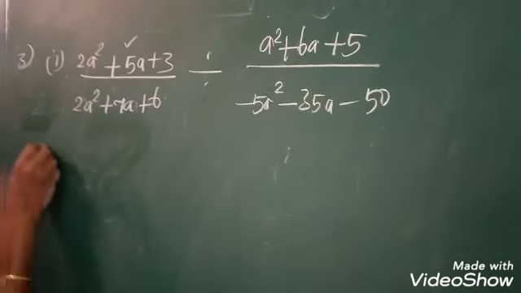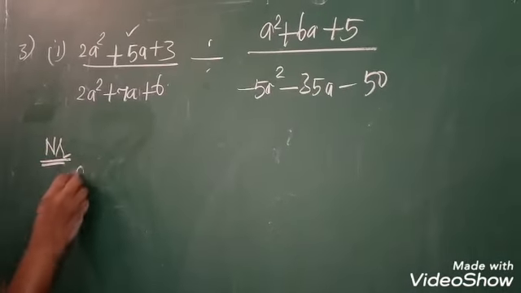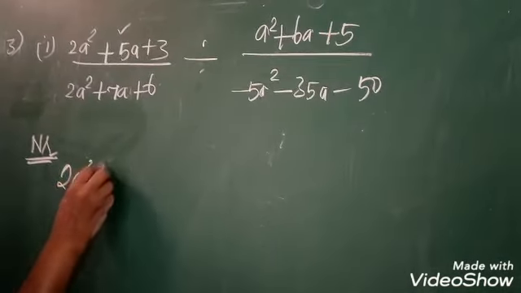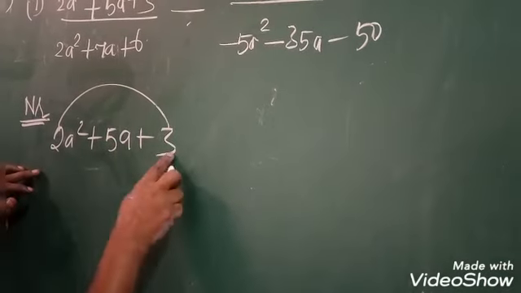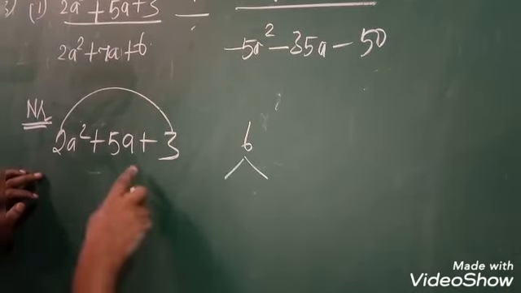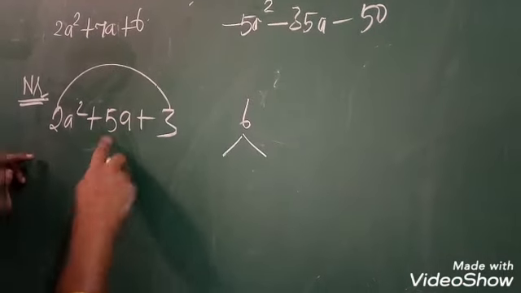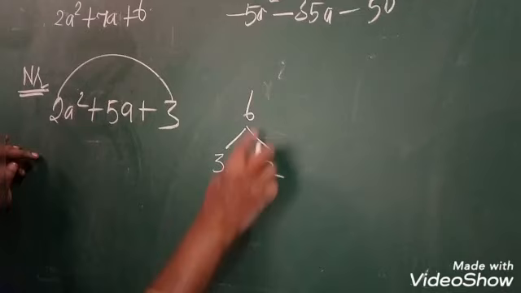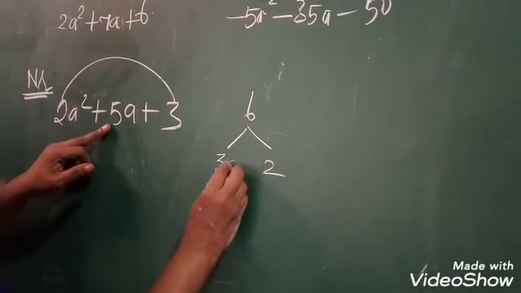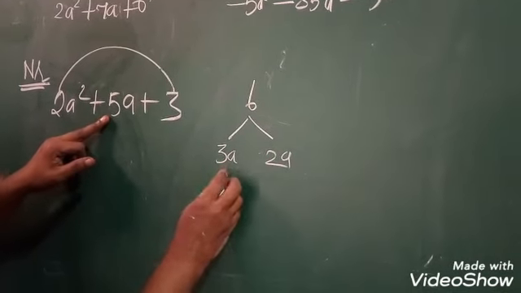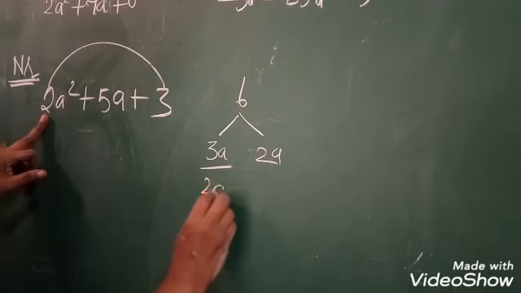First we have to take the numerators. What are the numerators here? 2a squared plus 5a plus 3. First of all, I find out all the factors. Here 2 times 3 is 6. If you multiply, you will get 6, and the same numbers if you add, you will get 5. What are the factors? Yes, 3 times 2 is 6, 3 plus 2 is 5. Now you have to put the variable. What is the variable? a here. Then divided by 2a squared.